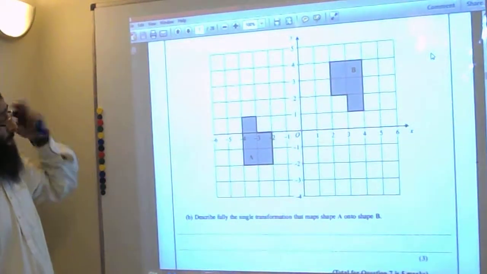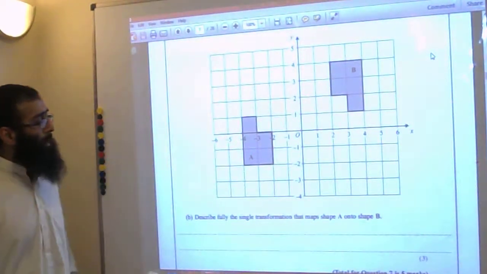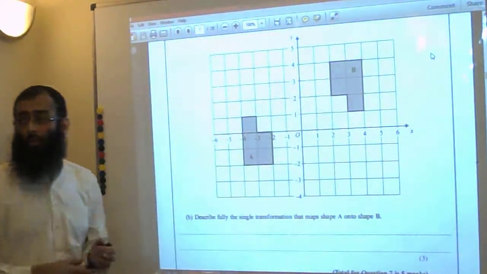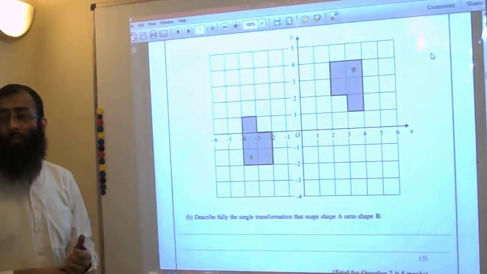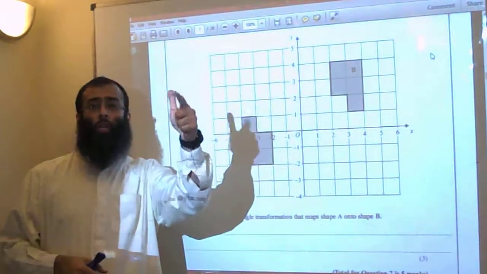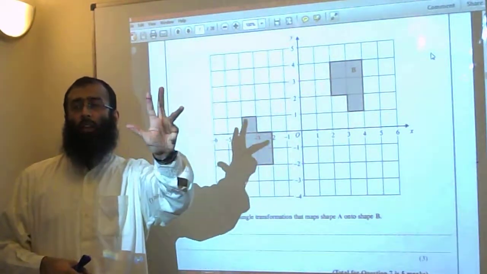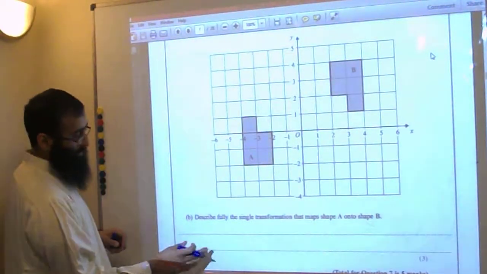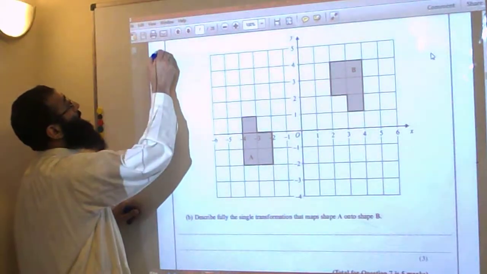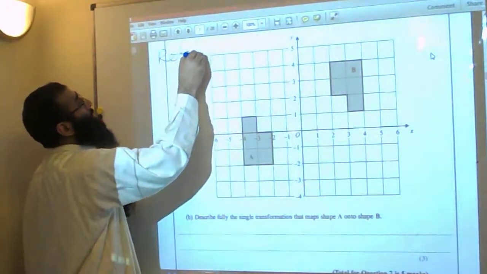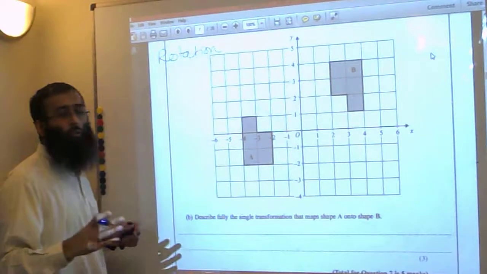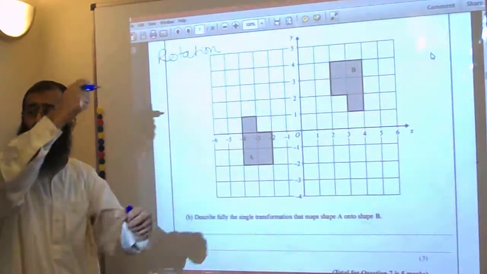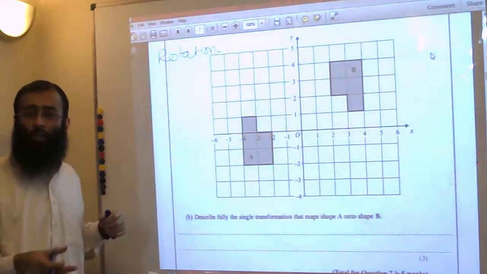Okay, right. It goes, describe fully the single transformation that maps shape A onto shape B. So how did this get onto that? Now if you look at that shape, can I have some suggestions? Is it translation, rotation, enlargement, or a reflection? It's a rotation. So we're going to say it is a rotation. Now if it's a rotation, we've got to tell us how many degrees, how much has it turned around? 90 degrees, 180, 270, and so on.